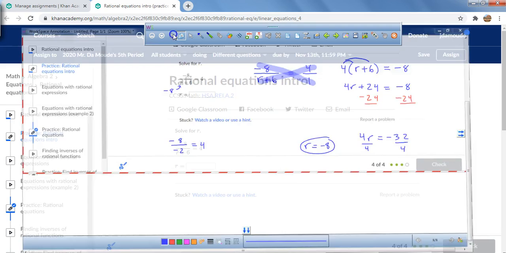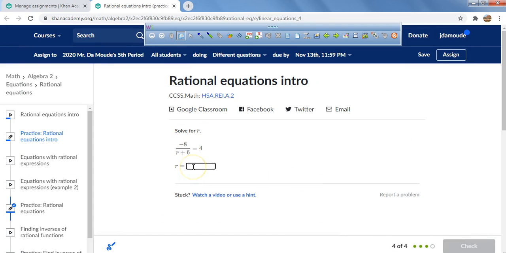All right, so what are we going to type in right here? We're going to type in negative 8. Now that was kind of an easy one. We'll get a little bit more difficult one in just a second.